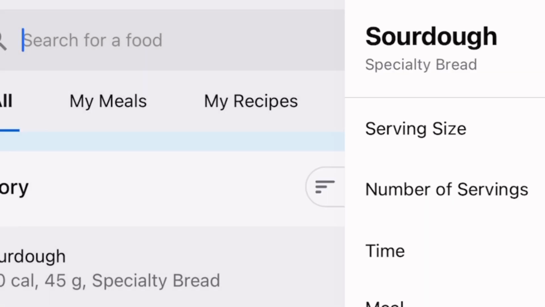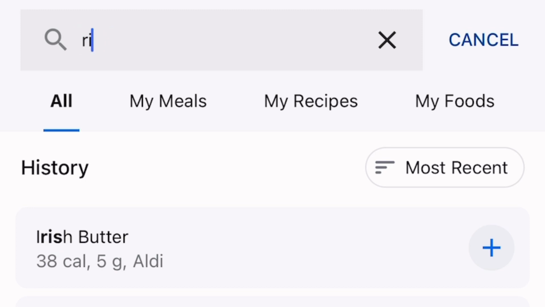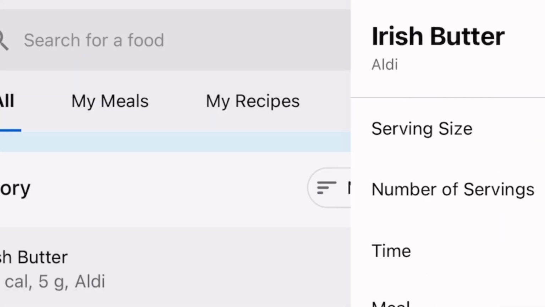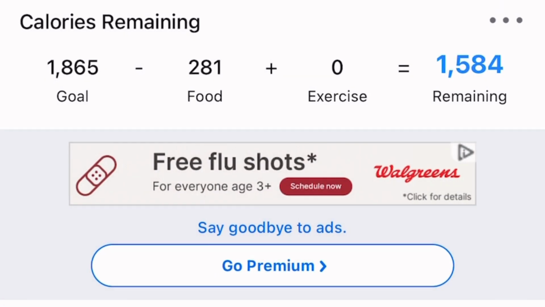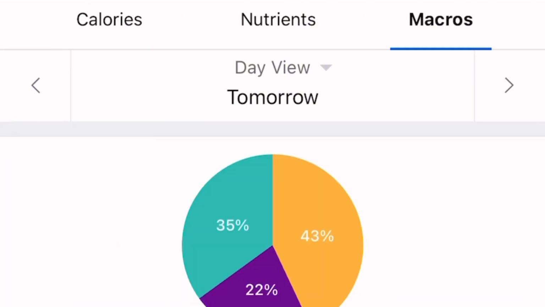I kind of eat almost the same thing every day. This is just an example of my normal go-to. Don't forget to track your butters, your oils, anything like that you use in your food. That is how we look at that.